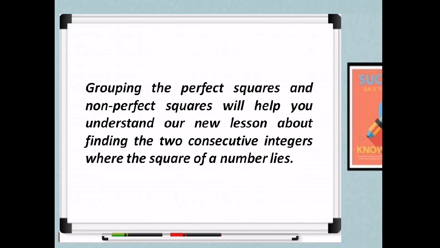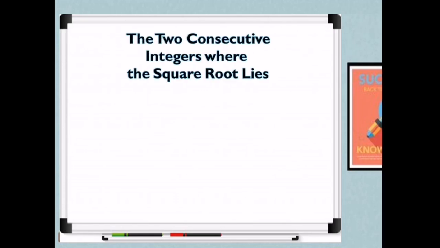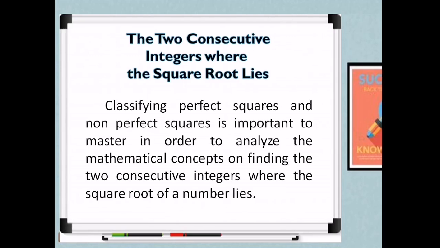So grouping the perfect squares and non-perfect squares will help you understand our new lesson about finding the two consecutive integers where the square root of a number lies. And that is our topic for today, finding the two consecutive integers where the square root lies. Classifying perfect squares and non-perfect squares is important to master in order to analyze the mathematical concepts on finding the two consecutive integers where the square root of a number lies.